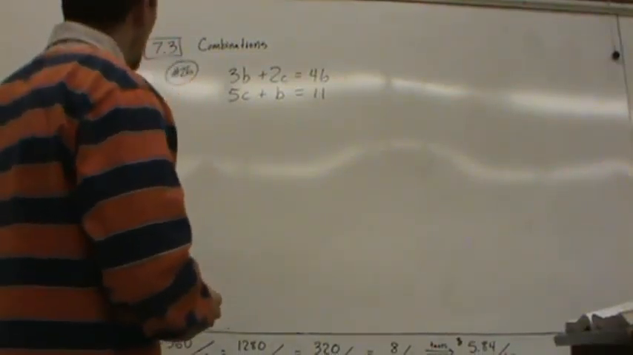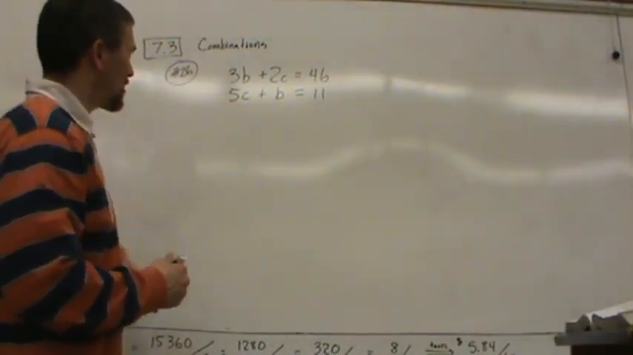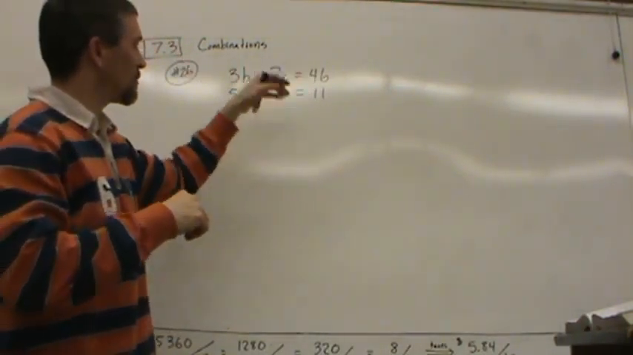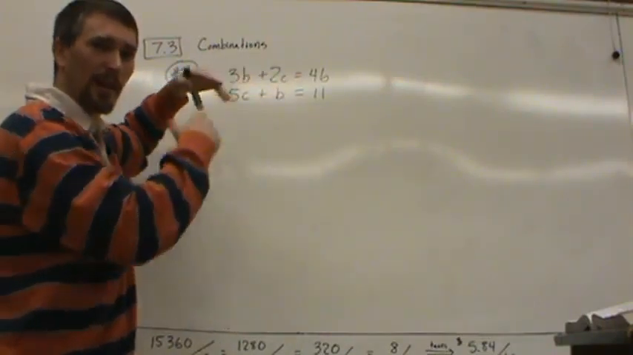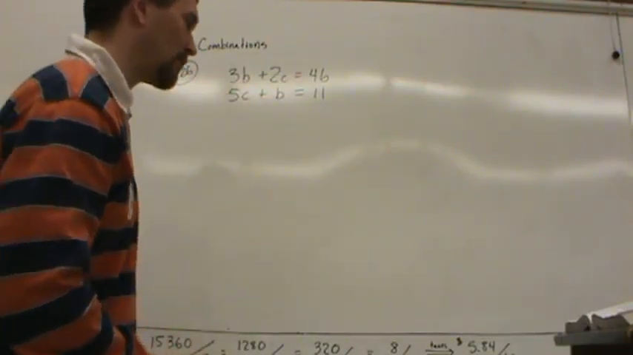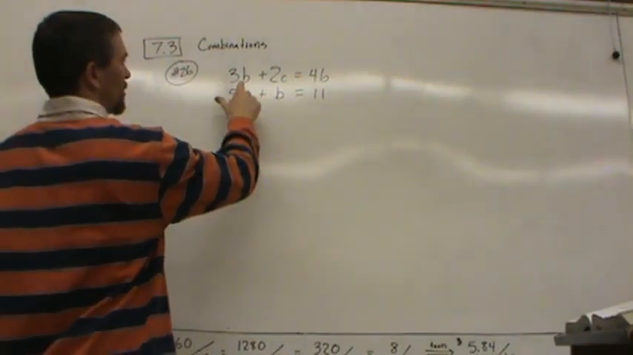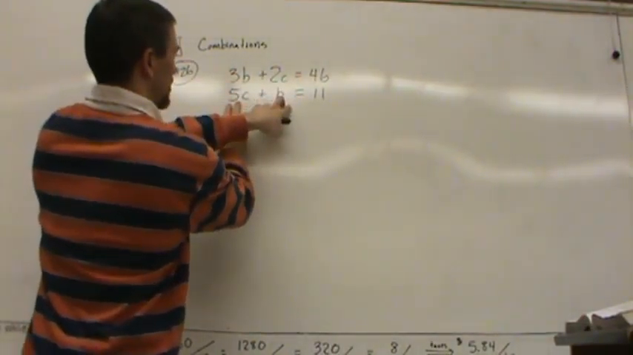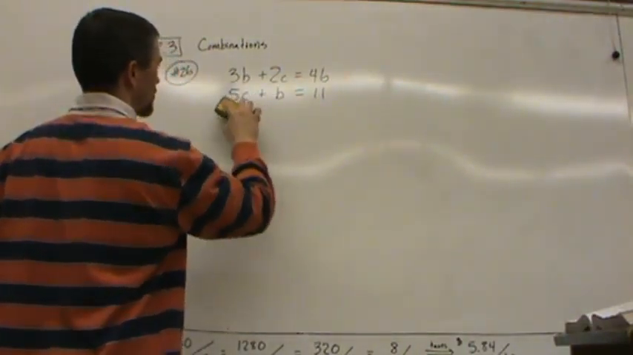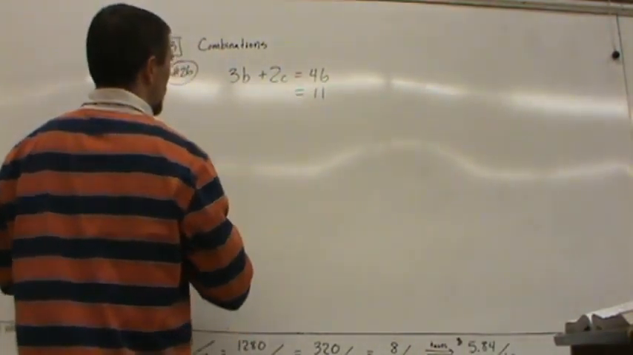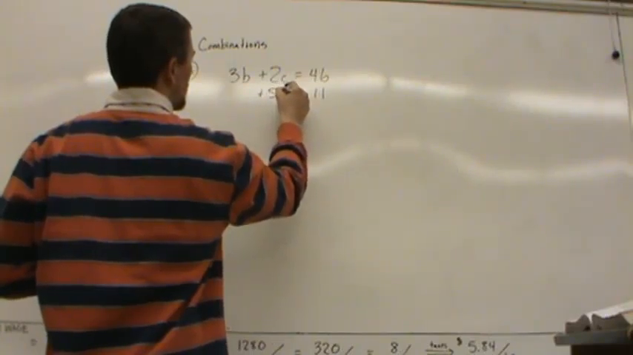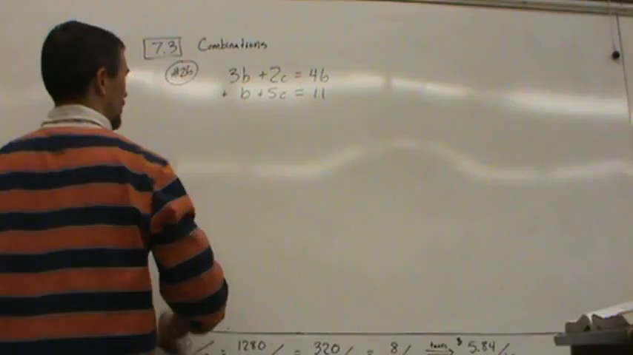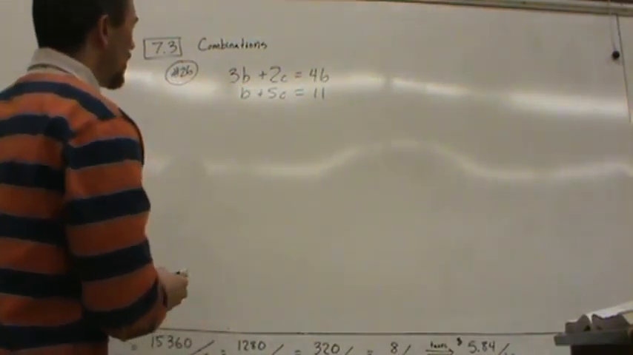This is number 26 from 7.3, another combinations style problem. Here's the original equations. You write them over each other, stack them like that so you can work on canceling out terms. Right now the B term and the C term don't line up, so we actually need to switch places with these to get them to line up. So 5C plus B, 5C and a plus B, which we don't necessarily need to write the plus sign out front.